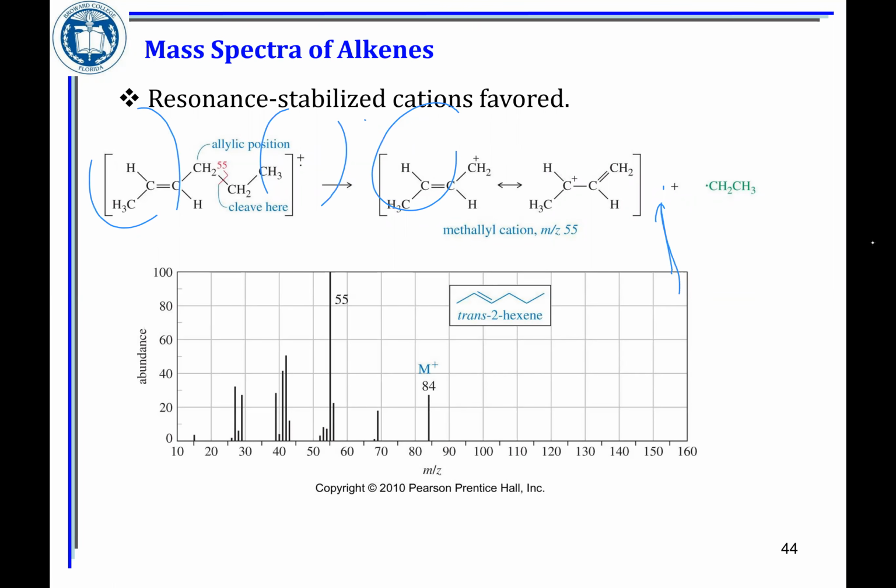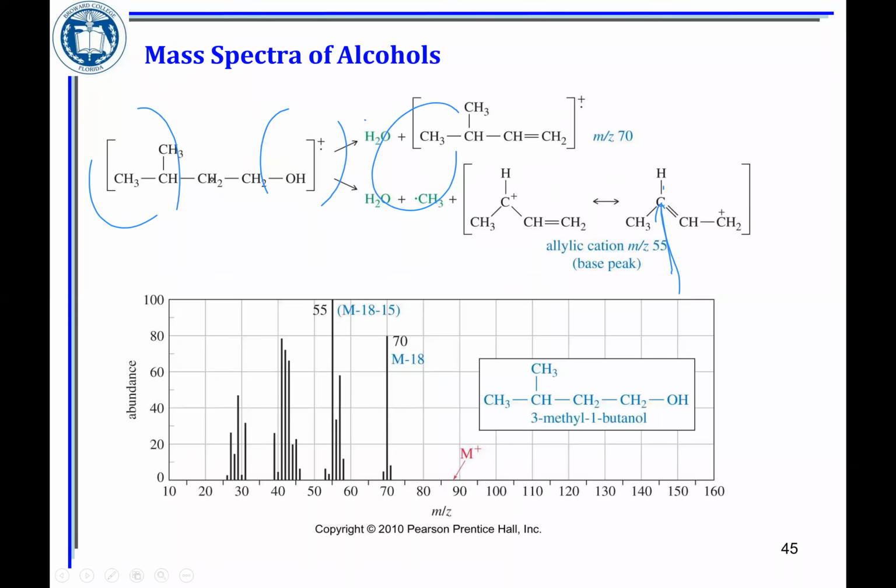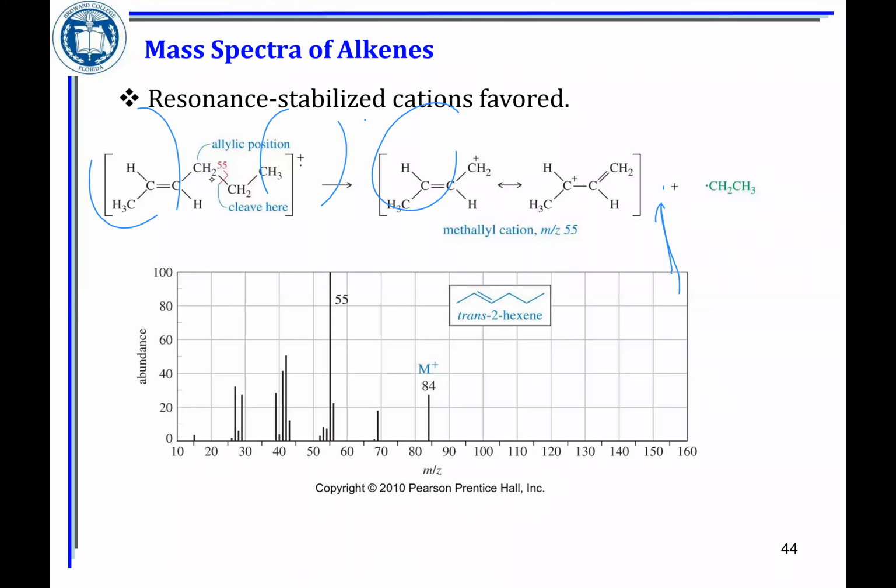An allylic carbocation is going to be stable. So if you have a cut at 55, that is going to give you an allylic carbocation. It makes sense that that is going to happen because the plus charge here is allylic and is more stable, and that gives you the base peak.